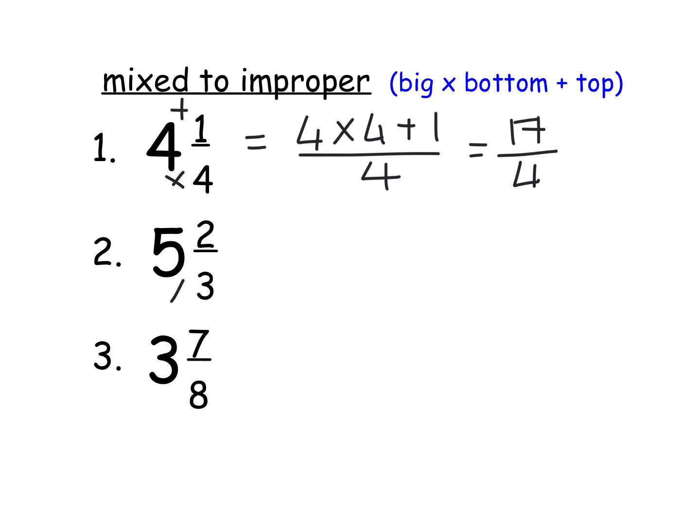For my second one, I do big times the bottom, so 5 times 3, add on the 2, also 17, but this time over 3. And my last one, 3 times 8 is 24, add on the 7 gives me 31 over 8. So you need to be good at that skill because that's the step 1 for most of the questions today.